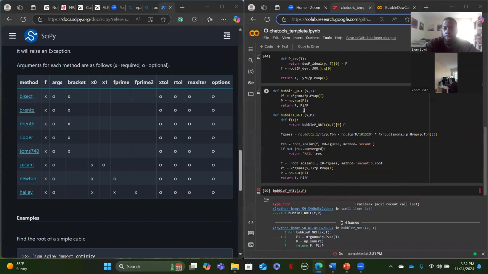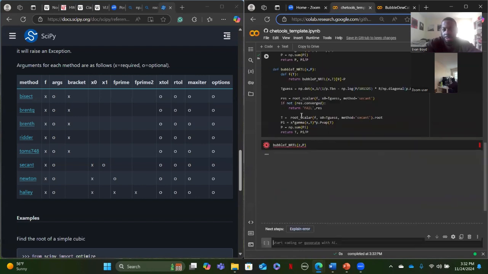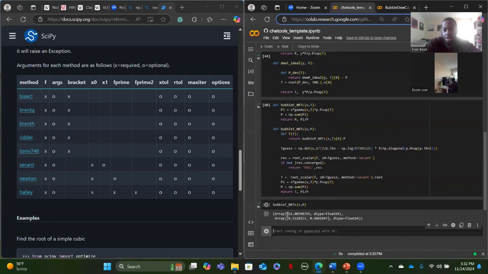Okay, guys, so I figured out what the problem was. I forgot to put in the defining functions for gamma. So I need to put that in. And now you see that the bubble T now converges, there's no problems, and now we are good. Okay, so now let's plot this out.